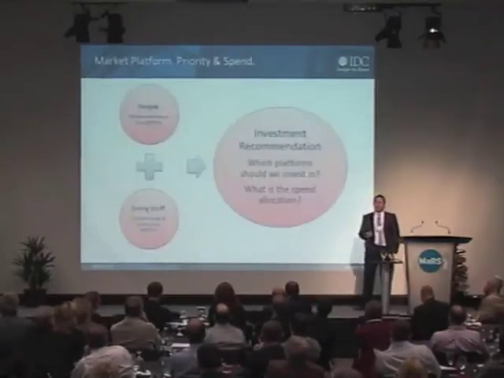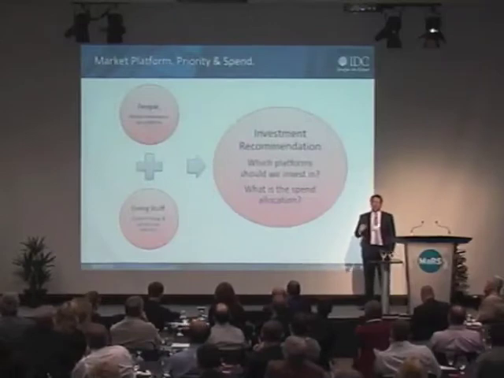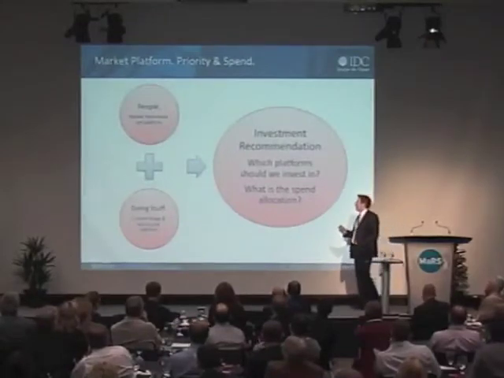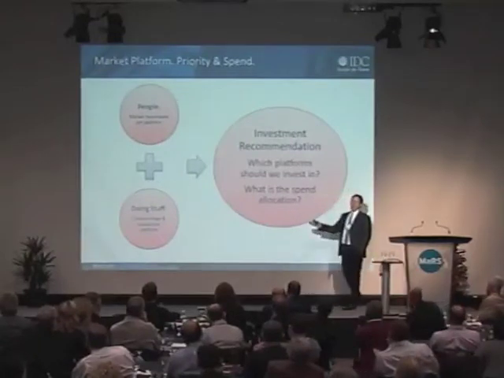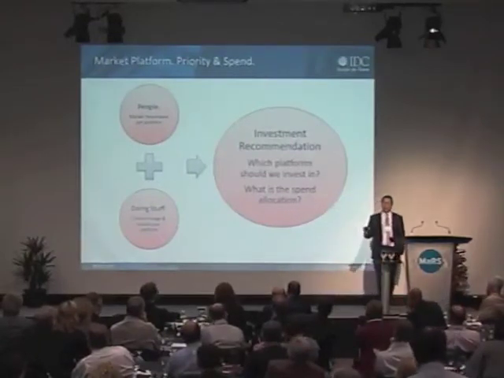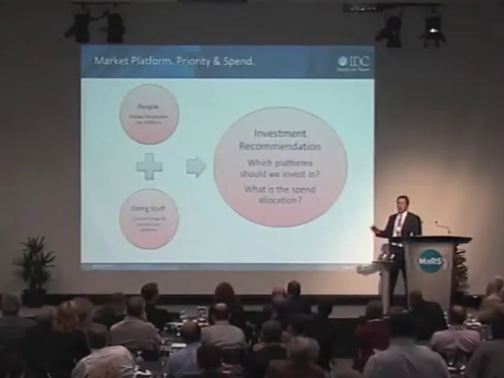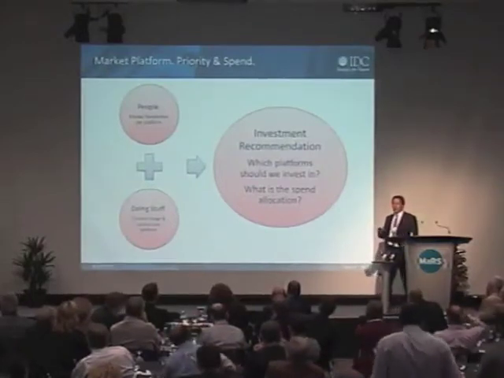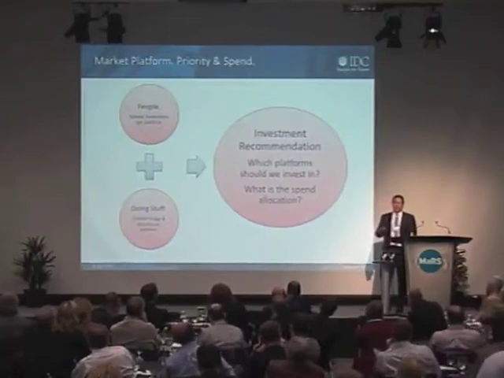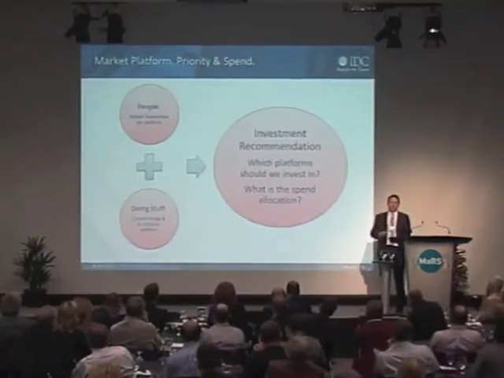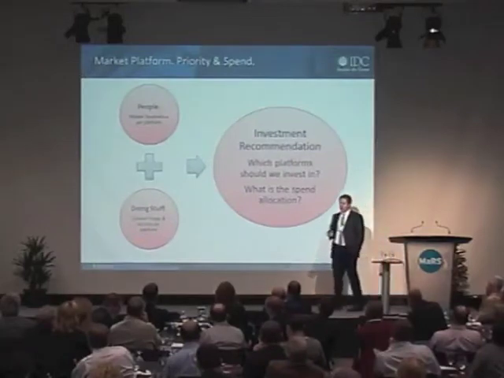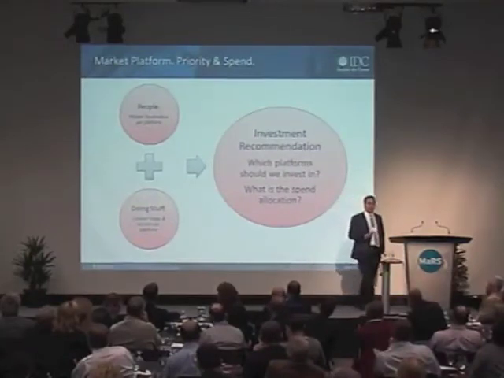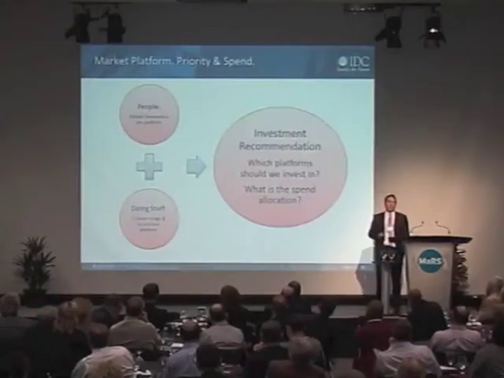For the market platform, you can form your decision-making based on two main factors. So what's the people penetration, and what kind of stuff are they doing? What content and user activity are they doing on these different platforms? Because it varies, and it will change how you look at your customer if they have an iPhone versus a BlackBerry. And that will help inform your investment recommendation: which platform should we invest in, and what's the spending allocation?